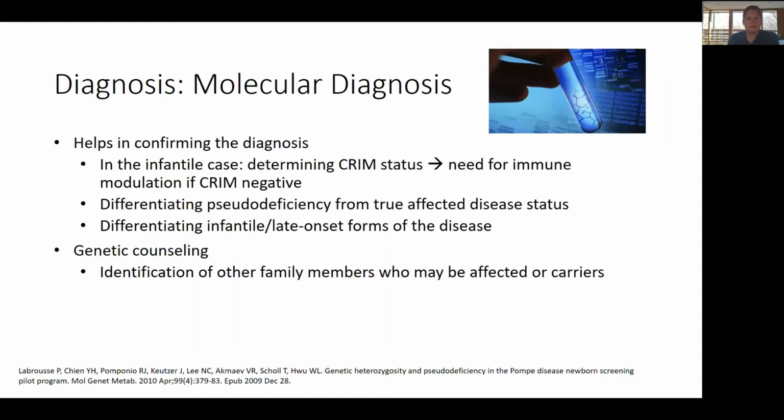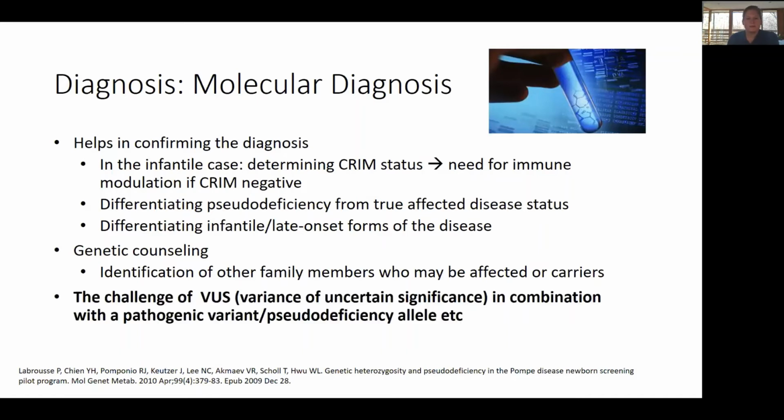Genetic counseling is important here. It can help identify other family members who are affected or carriers. But there is the challenge of a variant of unknown significance, or VUS, in combination with a pathogenic variant or a pseudodeficiency allele. This is where we have a variant that either hasn't been reported before or there's not a lot of information about it, and we see that in combination with a pathogenic variant. Then you have to look at all the other lab values and enzyme levels to tell you whether this looks like a true diagnosis of Pompe disease or not.